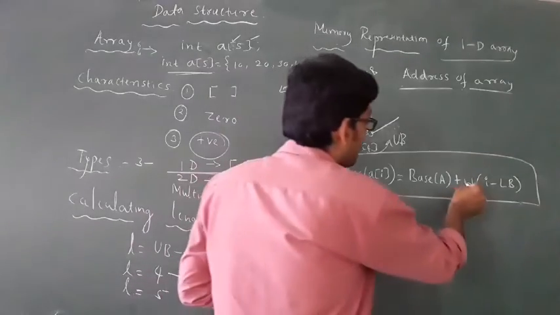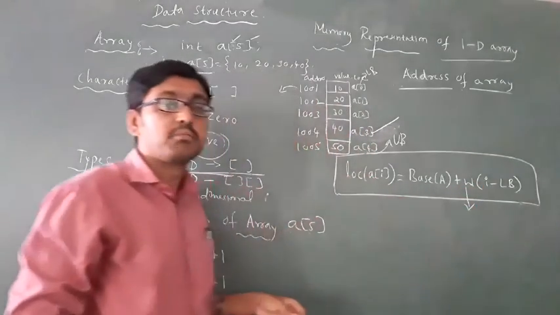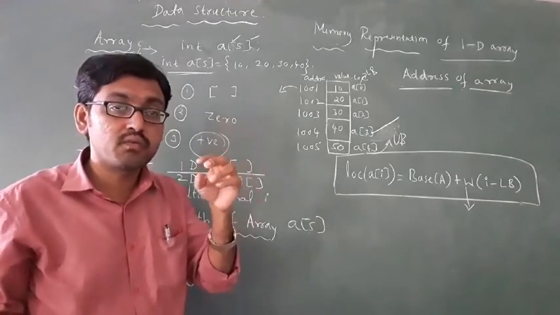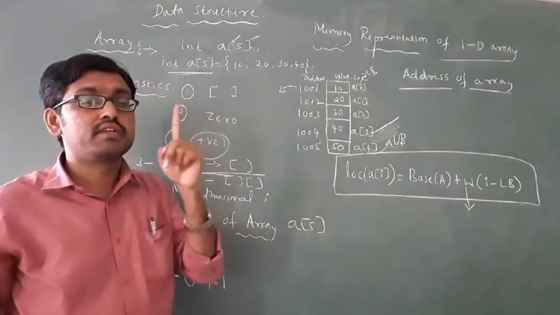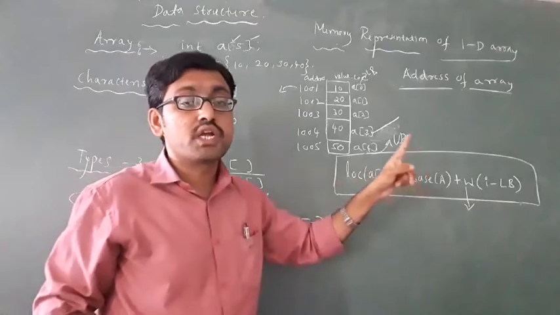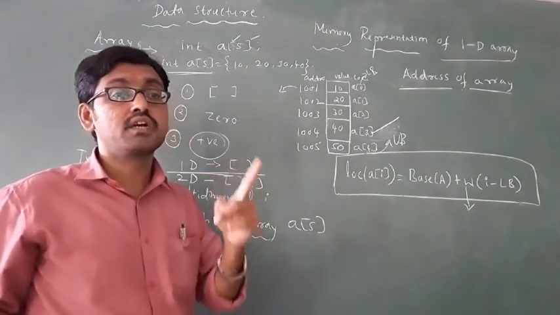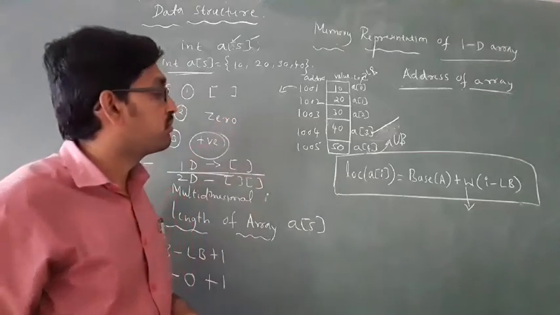Then what is W? W means word length, always one character. The word length is one character, always 1. I means the location of the element. LB means lower bound, which you already know. The lower bound is always 0. Then put the formula.